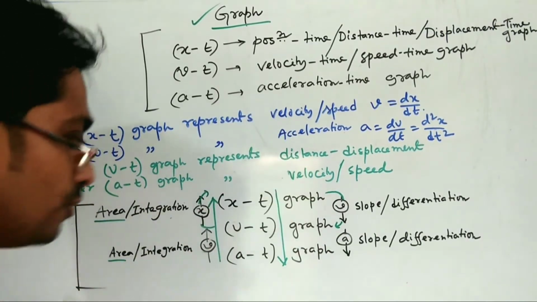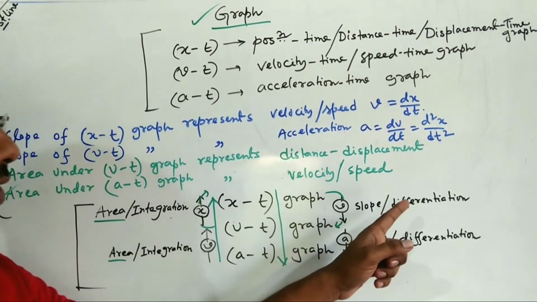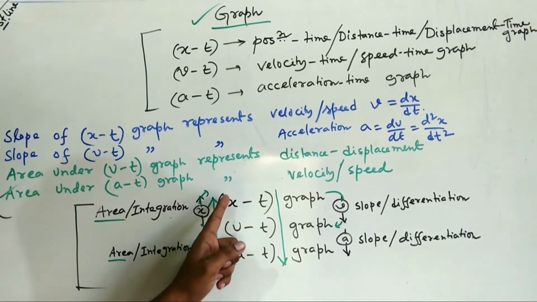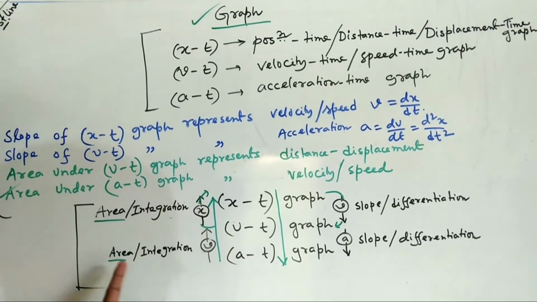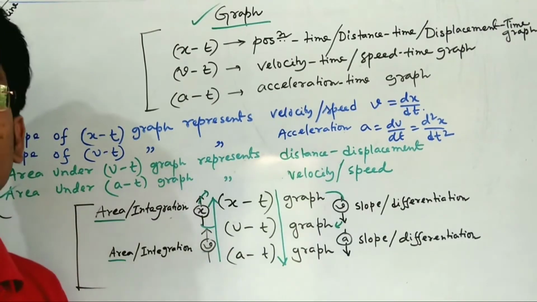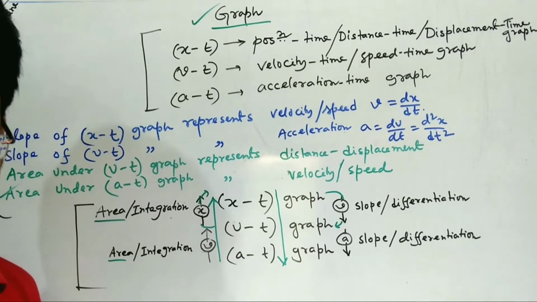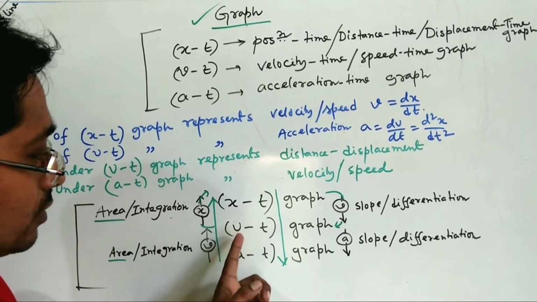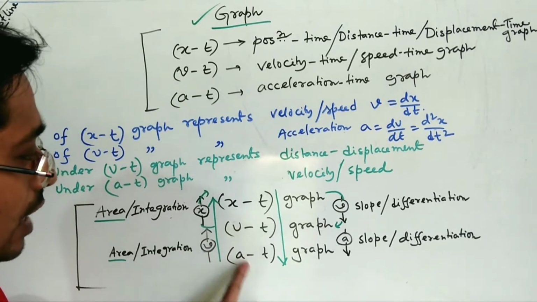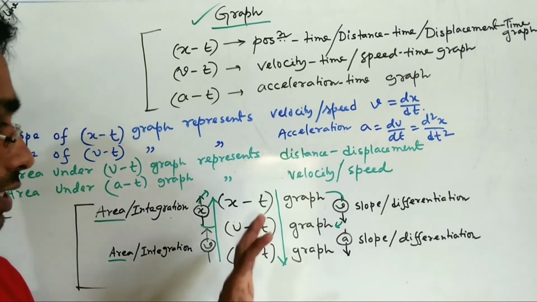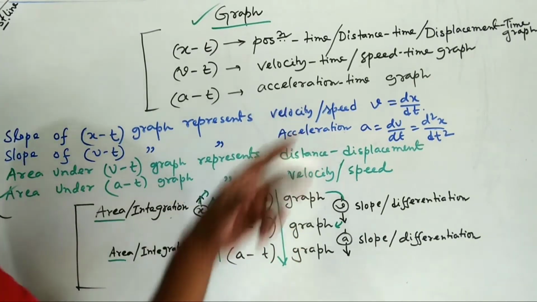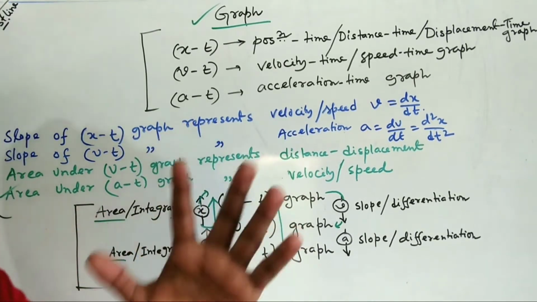So if we go down from xt to at, you have to find the slope or differentiation. If you want to go from at to xt via vt, you have to find the area or integration. So it is totally the opposite procedure. Mind it. If the vt curve is given to you, then you can find out a and also x. So these are the relations. Now in the next screen I will show you different types of graphs.